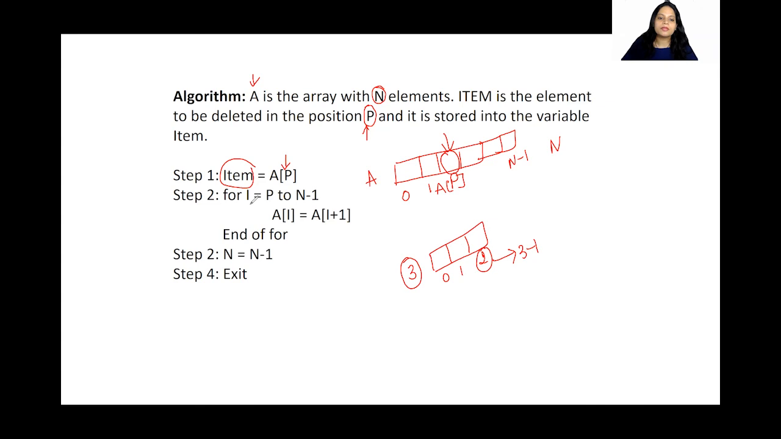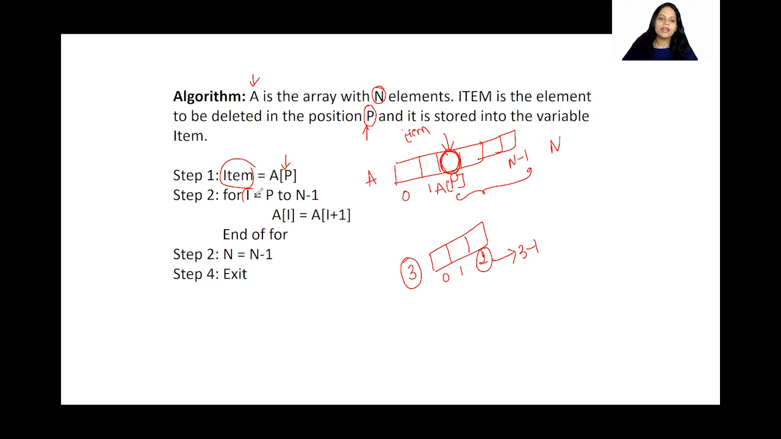So now see here, I'm starting the for loop from p to n minus 1. First, what did I do? I stored this value in the variable item. I said this is equal to item. Now I am starting a for loop from p to n minus 1. Why am I doing this? Because I have to move the elements, isn't it? So now I'm saying a of i is equal to a of i plus 1.